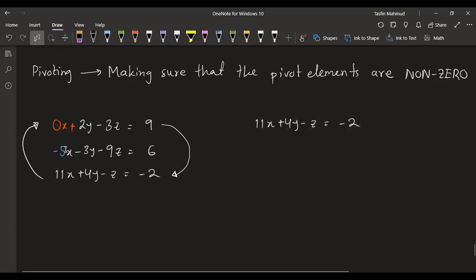This is the first equation. It would be our second equation. And our third equation will look something like this. And if you now look, we have the zero element here readily. So we don't have to do any sort of elimination process here. It is already eliminated. Right? So that's the thing.